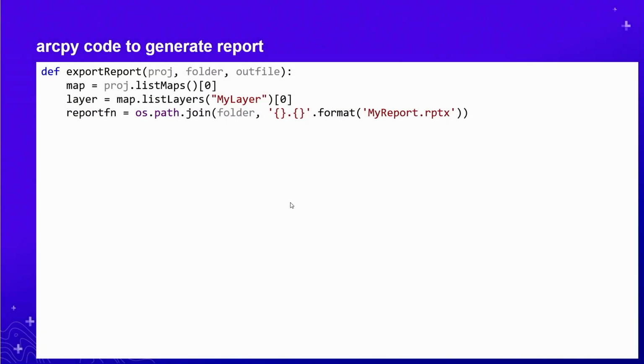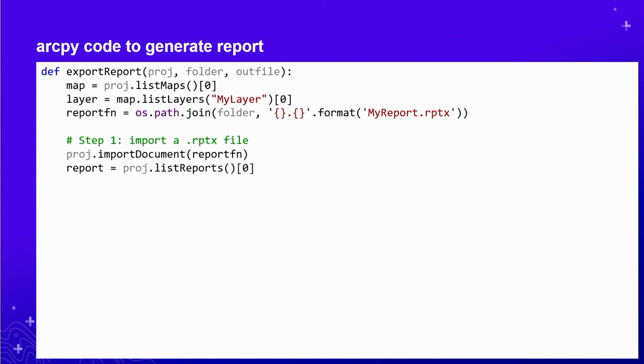Right, so here's the code that I actually copy pasted. You see the first few lines, all it's doing is getting a reference for the map and the layer from that map, and constructing a path to my report file. Step number 1 after that is just initialization. The first one, you just import that report doc into the project that the print service creates in memory. Then you get a reference to your report.